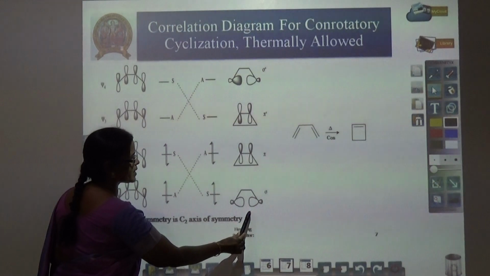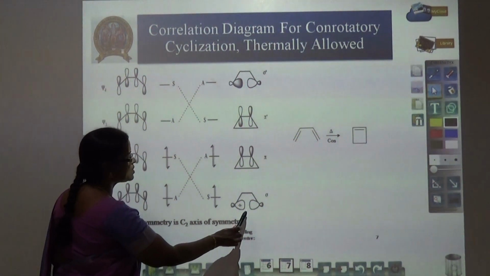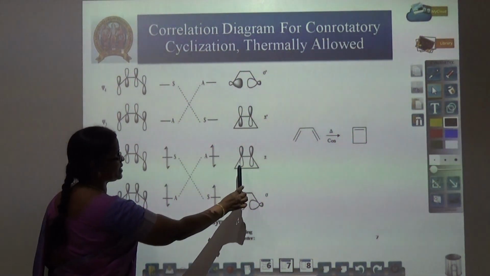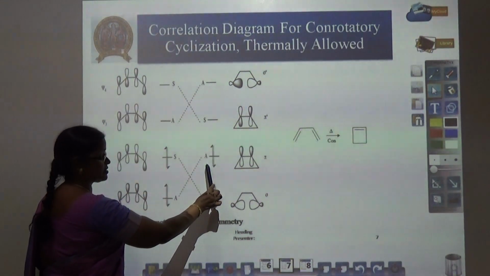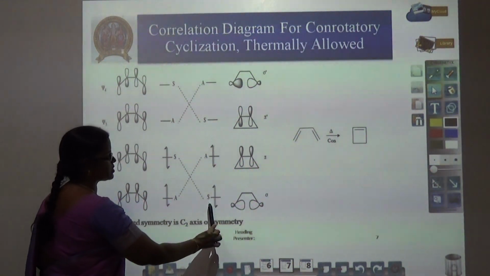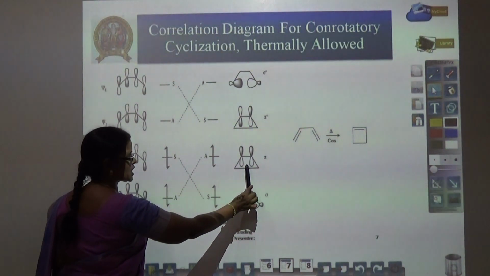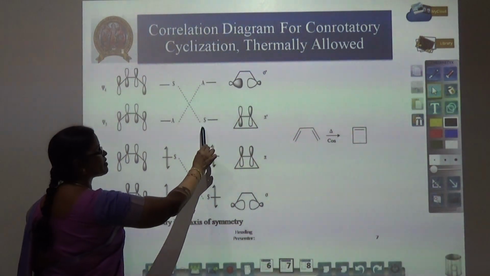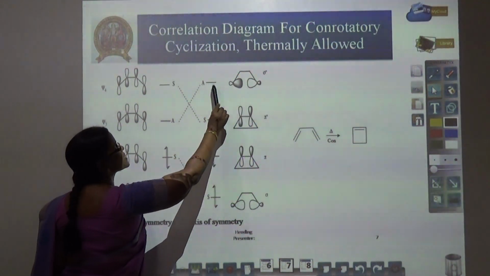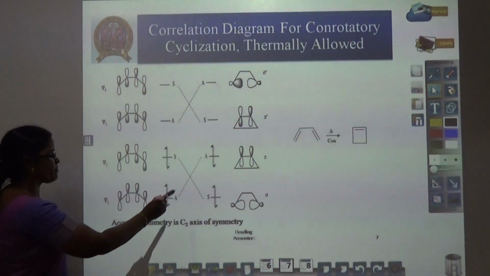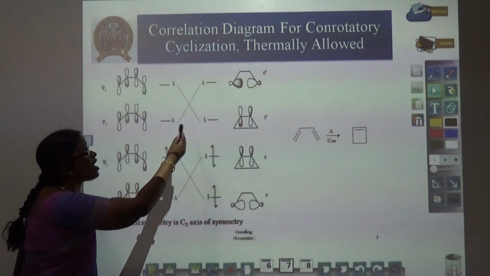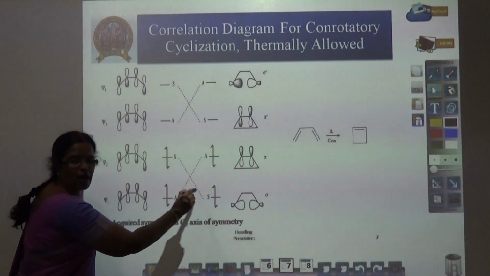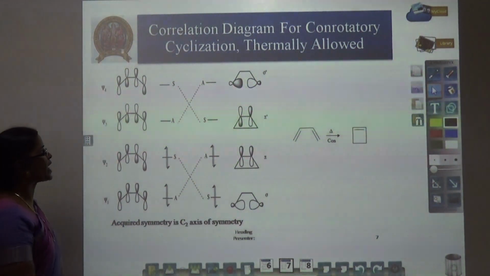This is the sigma orbital of the product. So, this is also symmetric according to mirror plane symmetry. This is asymmetric. This is symmetric according to the C2 axis of symmetry. This is asymmetric according to the C2 axis of symmetry. This is symmetric according to the C2 axis of symmetry. This is asymmetric.